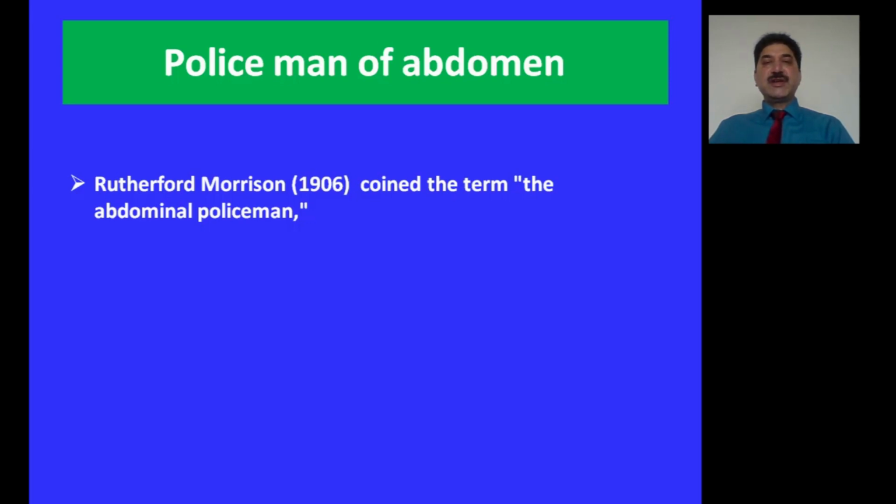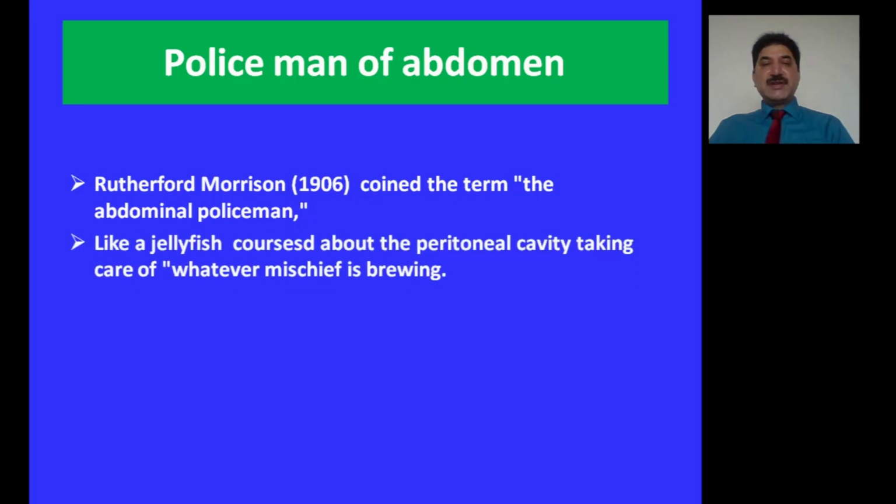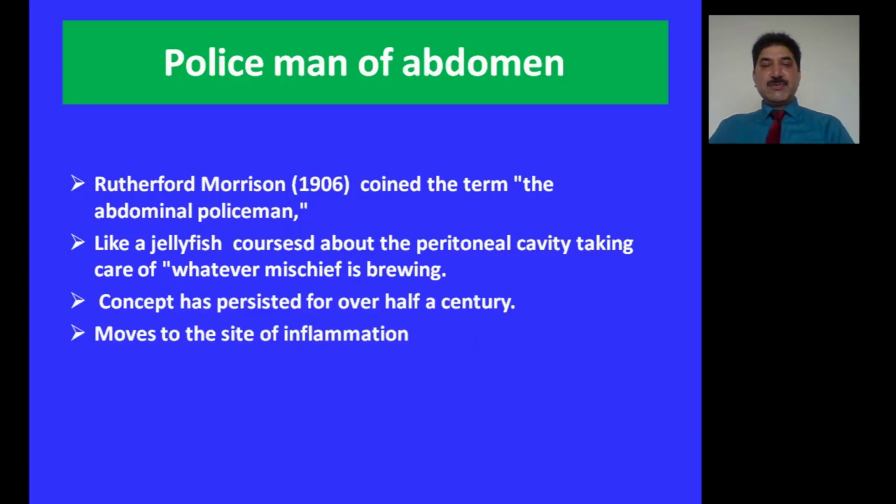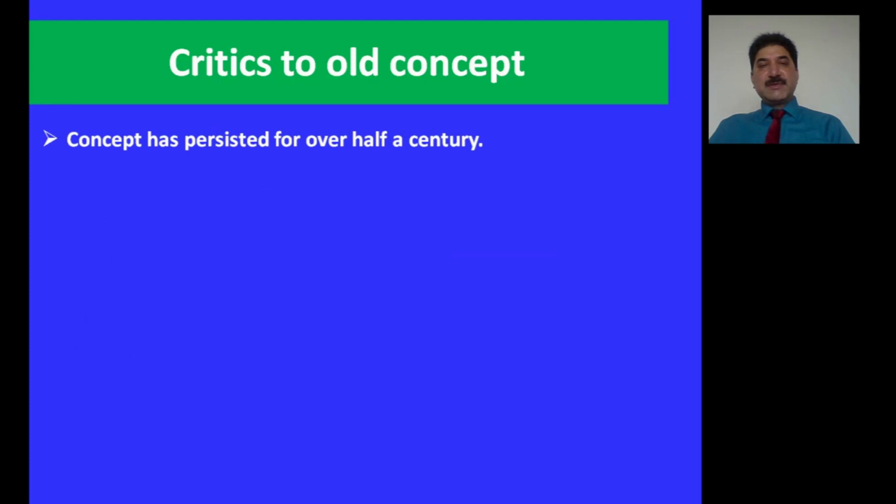Rutherford Morrison in 1906 coined the term abdominal policeman. Like a jellyfish, greater omentum courses about the peritoneal cavity, taking care of whatever mischief is brewing. This concept has persisted for half a century. It was believed that it moves to the site of inflammation, seals it, and prevents the spread of peritonitis.